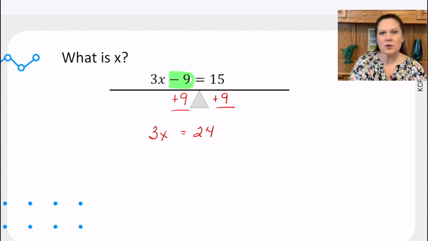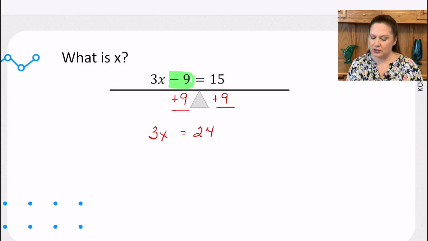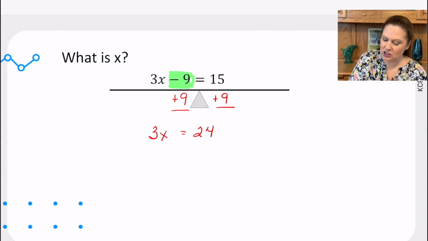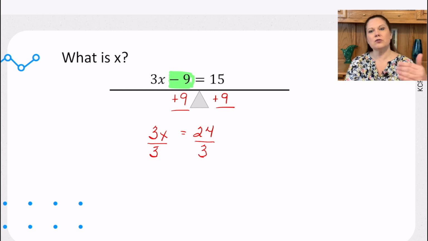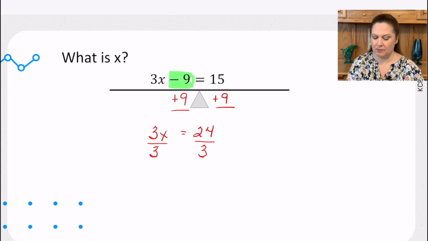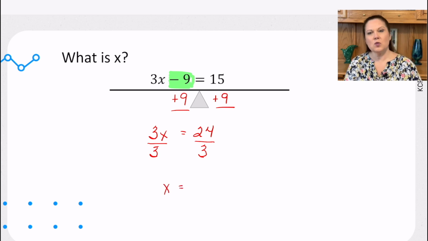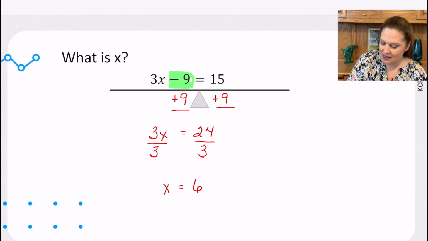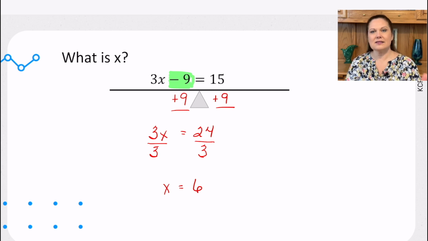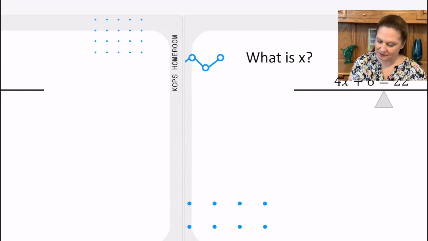So notice now we have 3x is equal to 24. Remember 3x, 3 times x, what's the inverse? Oh yeah, that's right, division. So we're going to divide by 3. Remember, whatever number we're multiplying by, we're going to do the reverse. We're going to divide by that same number. So this leaves my x all by itself. And 24 divided by 3 is, yep, that's 6. So our missing term x is actually 6.